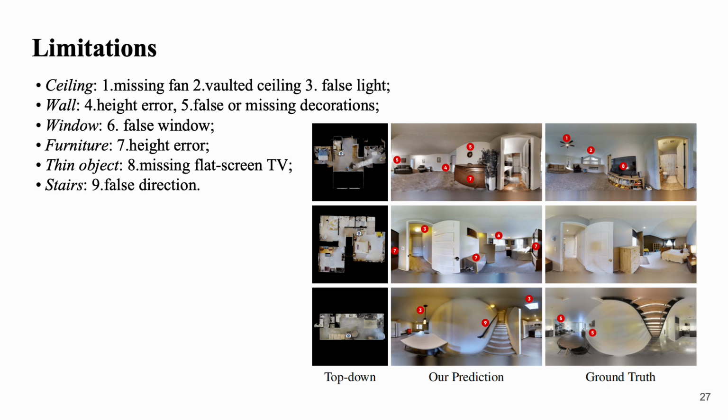This slide shows our limitations. The numbers mark failure spots in each panorama and correspond to the legend on the left. For example, 1 is a missing fan. You can see in the ground truth that 1 is a fan, but our prediction doesn't have this fan.